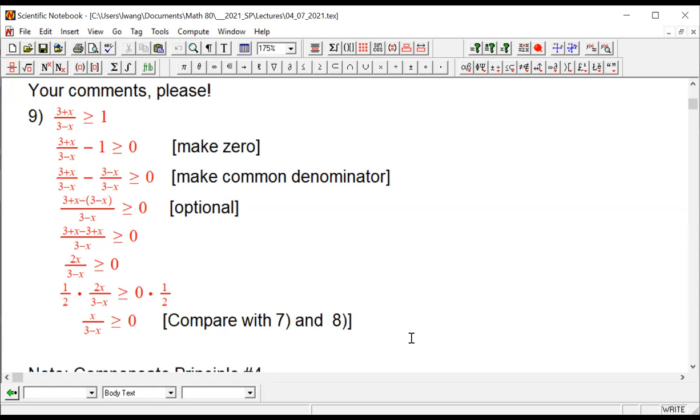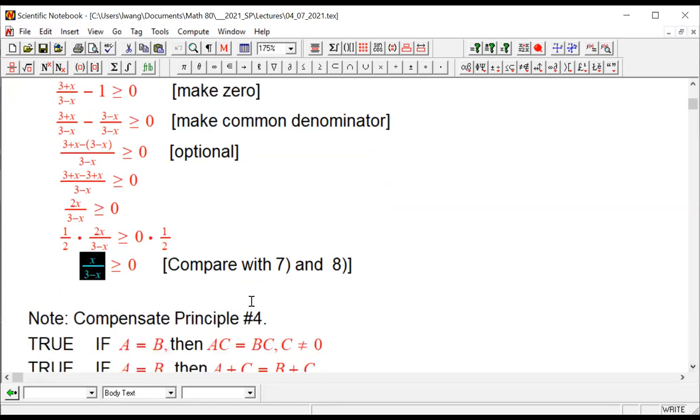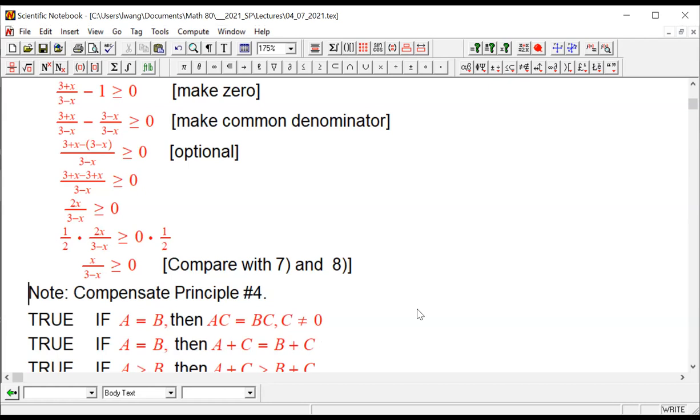One side is a quotient and the other side is 0, right? So that's the whole point of making 0. We make it a singular fraction form. Got it? And then what do we do next?